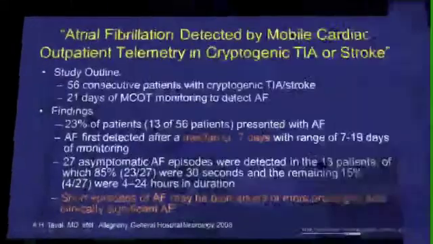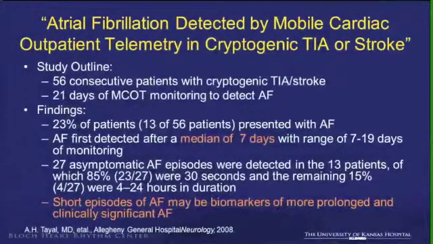So that's good. These are a couple of other studies looking at mobile cardiac telemetry with cryptogenic stroke. In this particular study, they did 21 days of mobile cardiac telemetry monitoring, and they found after a median of 7 days, they were able to detect that 23% of patients had atrial fibrillation.